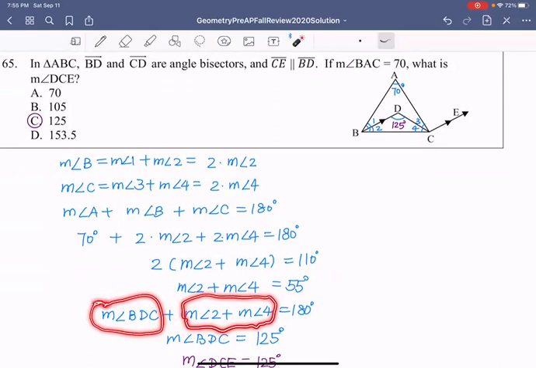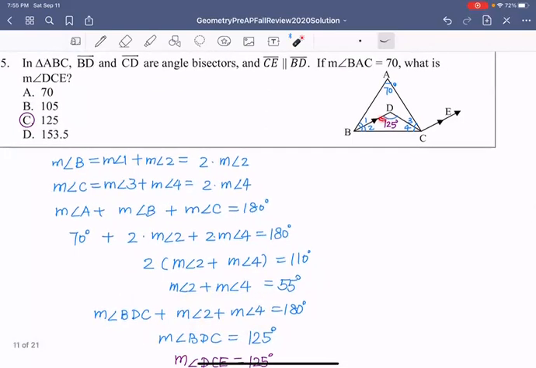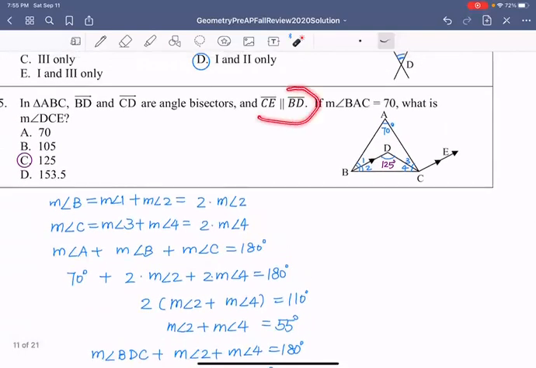How much is this? 125. Good. Look, that's 125. Read this condition. Line CE is parallel to line BD. CE parallel to BD. Does this two angle equal? Yeah. What's this called? Alternate interior. So this is 125, right? Mm-hmm. Make sense now?